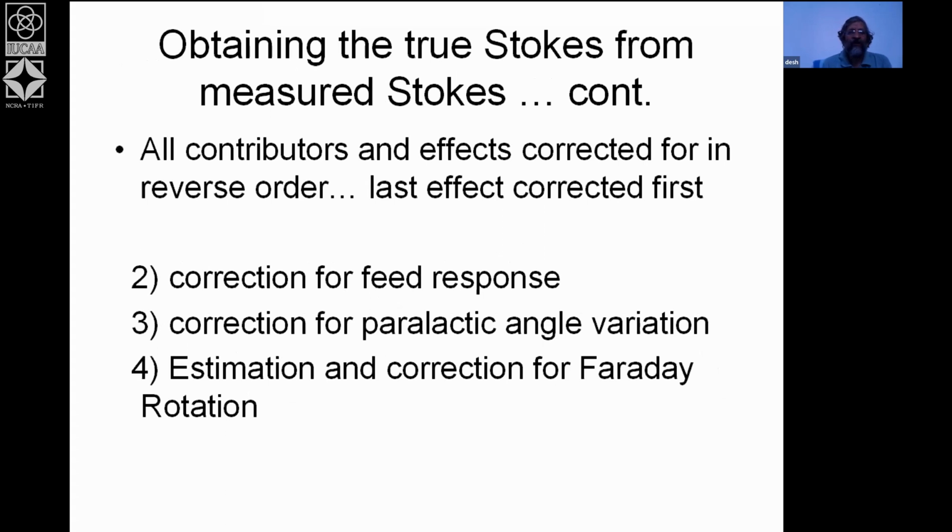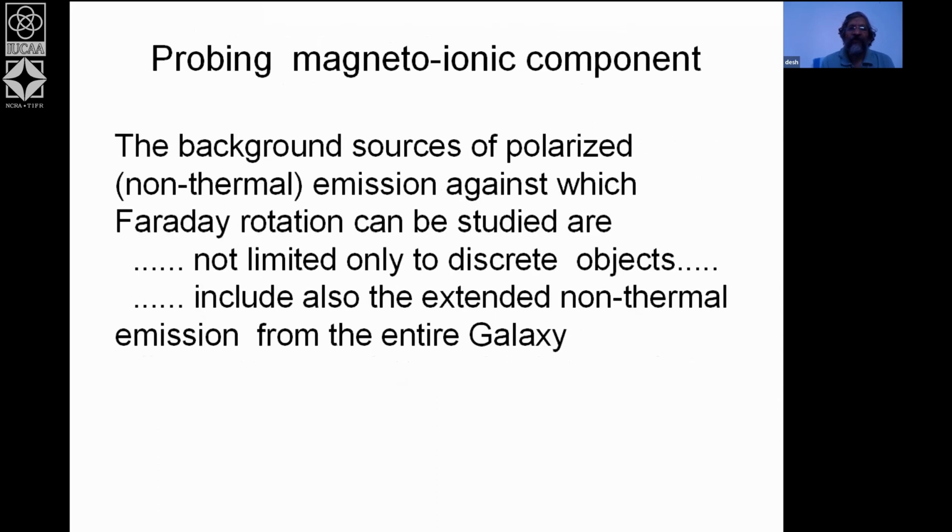The important part here is that whatever you do, you do everything in the reverse order. The last effect that you have enforced on the signal is corrected for first, and so on and so forth. And so the last thing you correct for is the estimation and correction of Faraday rotation. Before that, of course, you would have corrected for the telescope orientation. Before that, the feed response. And the first thing you correct is the response of the receiver, the electronics. Okay, so I will stop here.